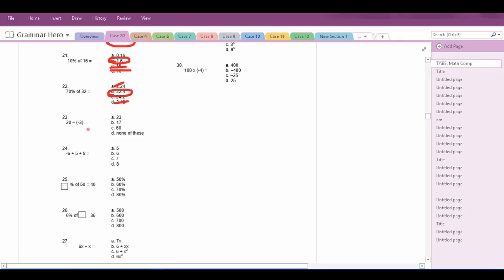20 minus negative 3. You have 20 minus negative 3. Whenever you have double negatives like that, they become positive, one big positive. So this is 20 plus 3, which is just 23.